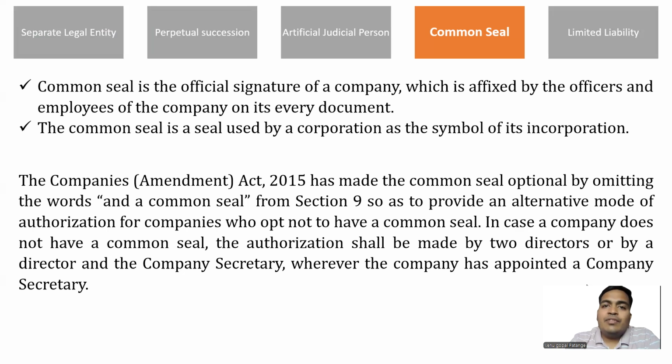So in the previous artificial judicial person, we told that directors are the people who are acting as agents, who are controlling the affairs by their own or through common seal.